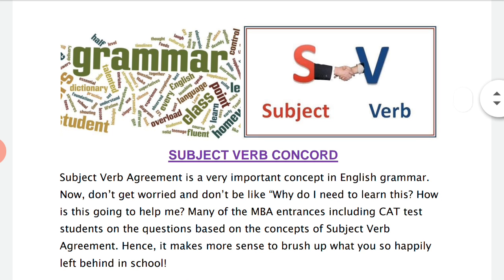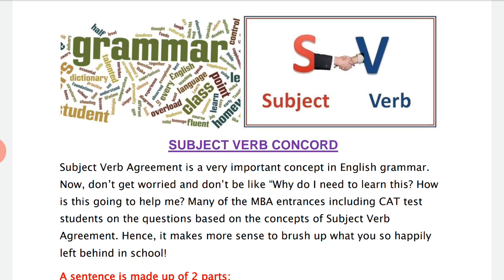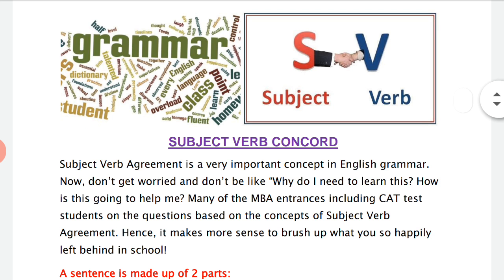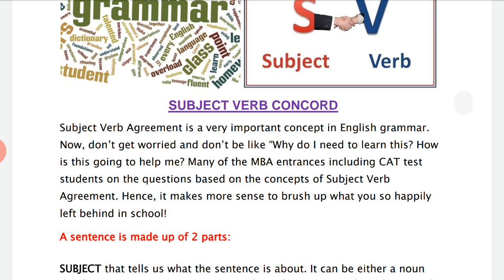Therefore, today we are going to learn subject and verb concord. Concord simply means agreement. Whether the subject agrees with the verb or the verb agrees with the subject, right? So subject and verb agreement is a very important concept when it comes to English grammar.